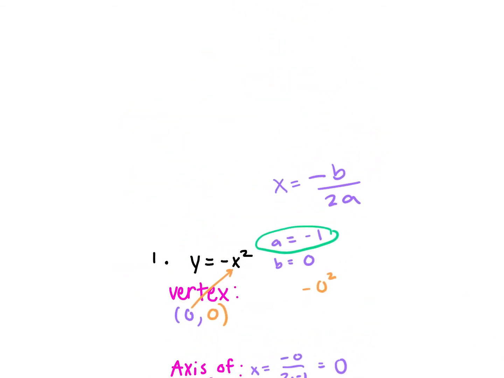So it is a times x squared plus b times x plus c. So whatever that x all by itself is, the number in front, that's our b. So you just have to see, like, in front of the x squared, that's your a. So negative 1 is our a. We don't have an x all by itself here, so that's why b is 0.